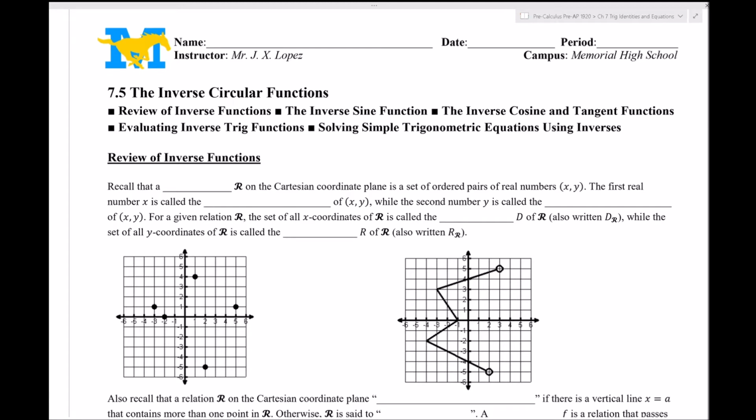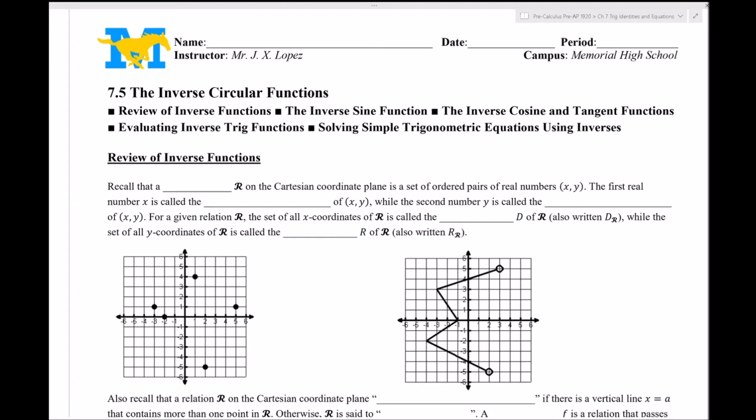7.5 and 7.6 kind of go hand in hand. 7.5 is in preparation for 7.6. So for 7.6, we're solving trigonometric equations. And a lot of the times that requires us being able to calculate inverse trigonometric function values with a calculator offhand right away.